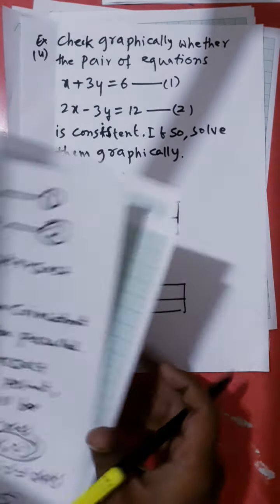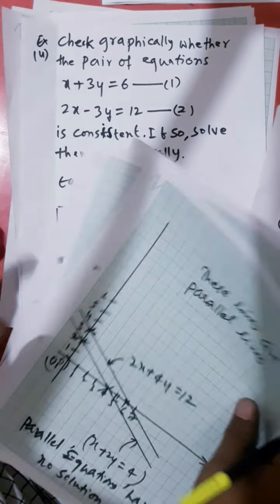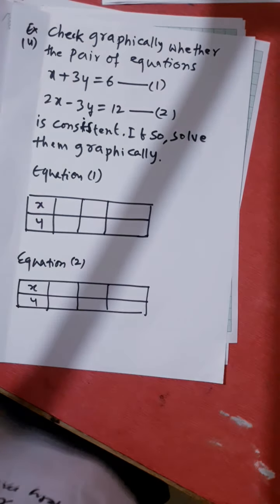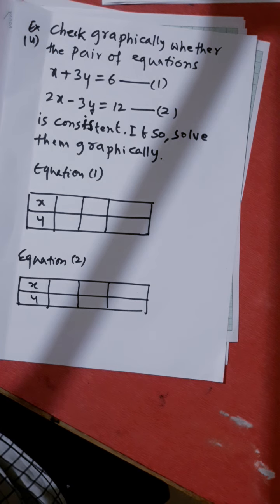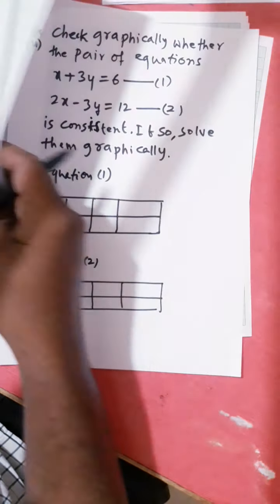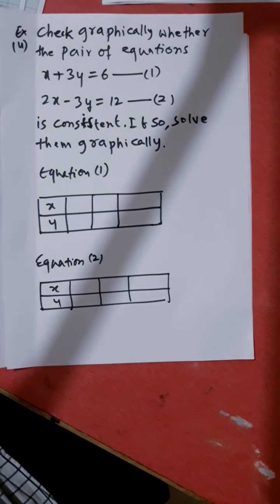Then what are the conditions? What are the conditions for a set of lines to have a solution or not to have solutions? Let us see. First we'll take intersecting lines. This is very important, what we are discussing now: solutions.